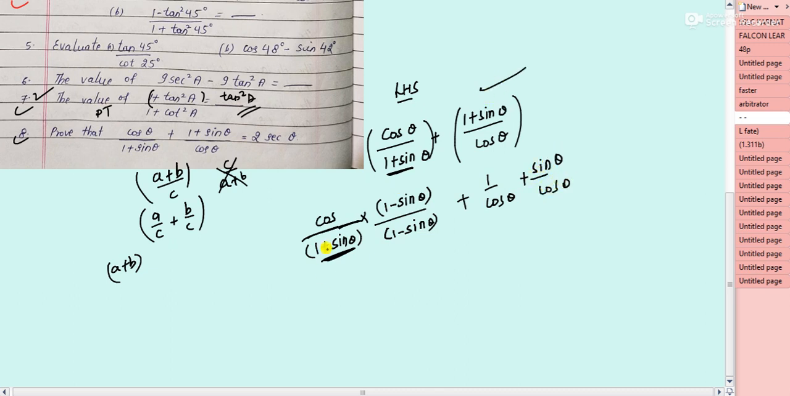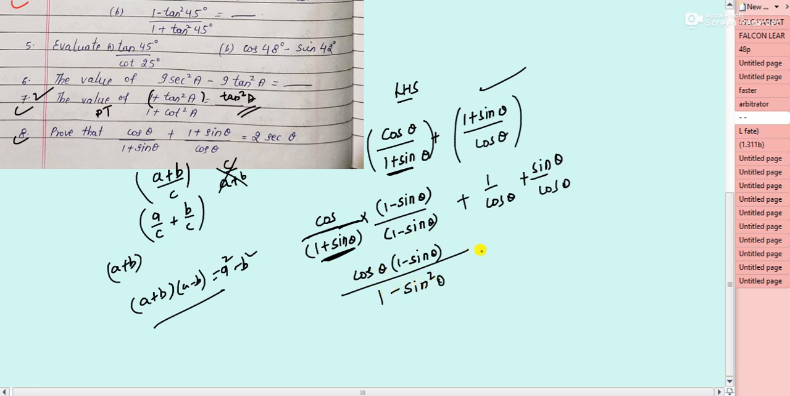Now you multiply here, you will get cos theta into (1 minus sine theta), and in the denominator this is in the form of (a plus b) into (a minus b), isn't it? So using that rule we get a square minus b square. Here a is 1, so 1 square is 1, minus sine into sine, which is sine square theta. Plus, what is 1 by cos theta? Yes, it is sec theta. And what is sine by cos theta? It is tan theta. So I'll write it as it is.